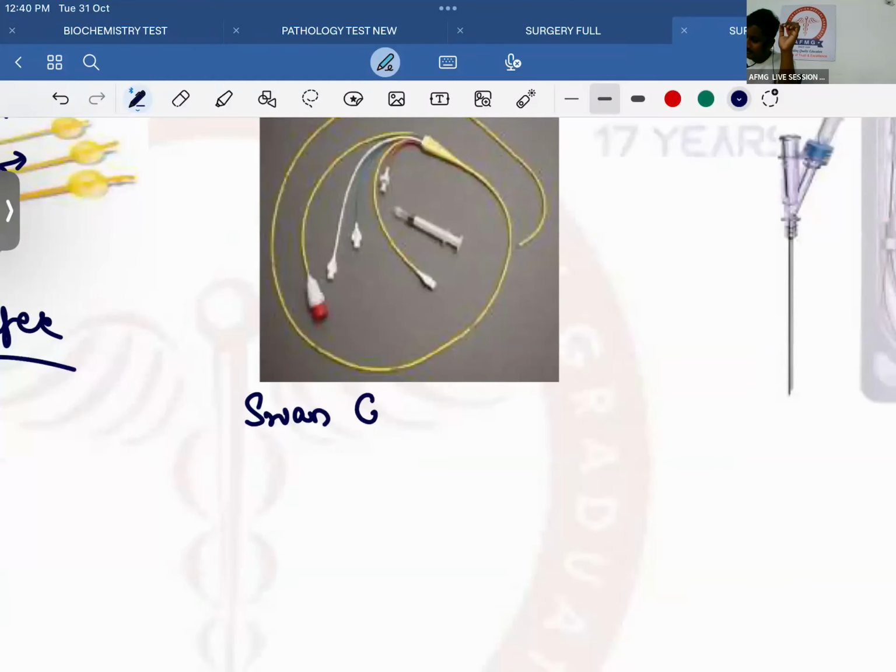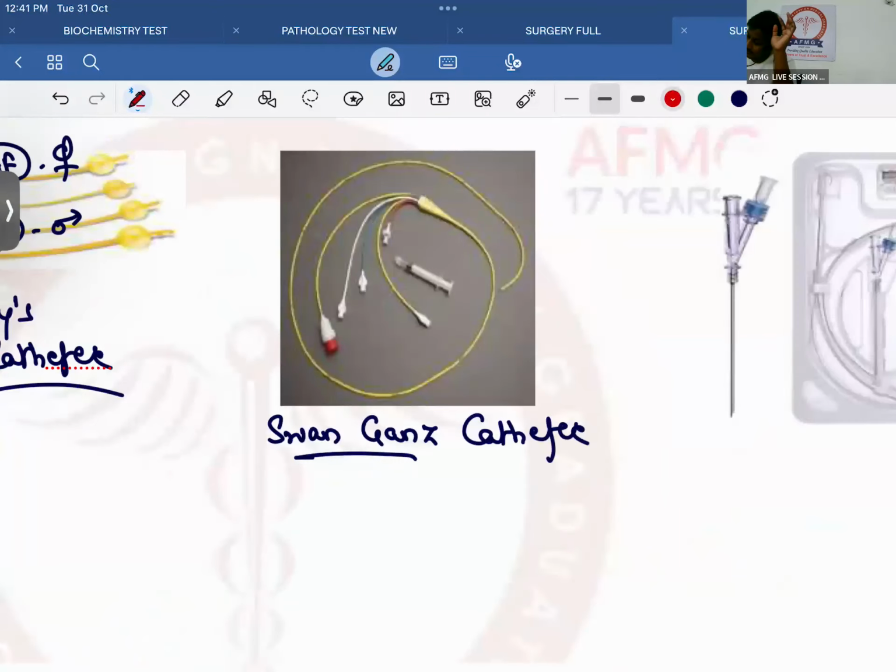What is this catheter over here? It is the Swan-Ganz catheter. ओके. Swan-Ganz catheter की अगर मैं बात करूं बेटा, it is used to measure, very good, PCWP, that is pulmonary capillary wedge pressure. Also we can measure CVP, that is central venous pressure, and right atrium and the right ventricular pressure as well. Very good. Important is that.